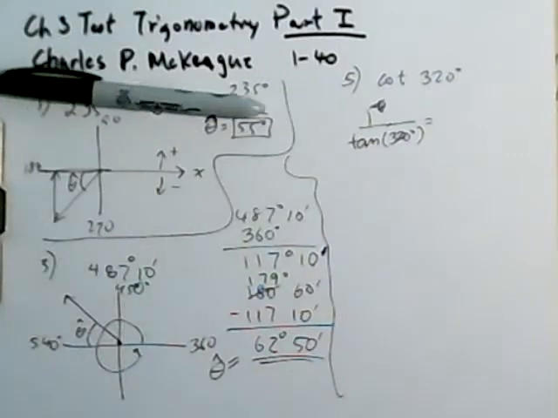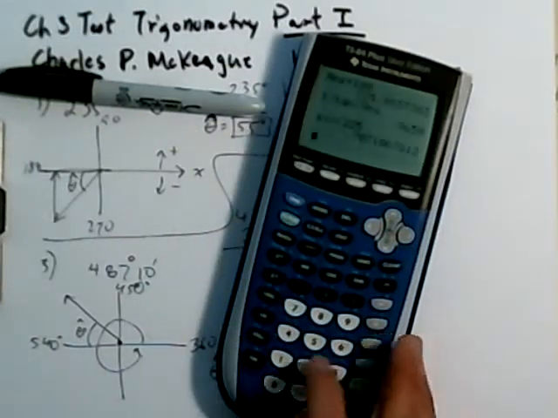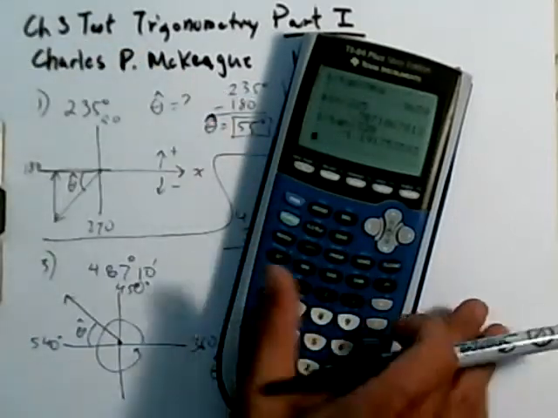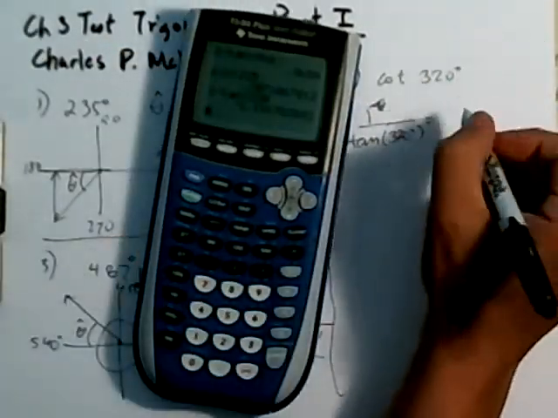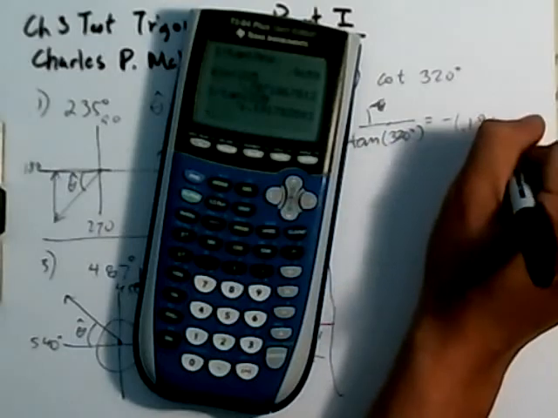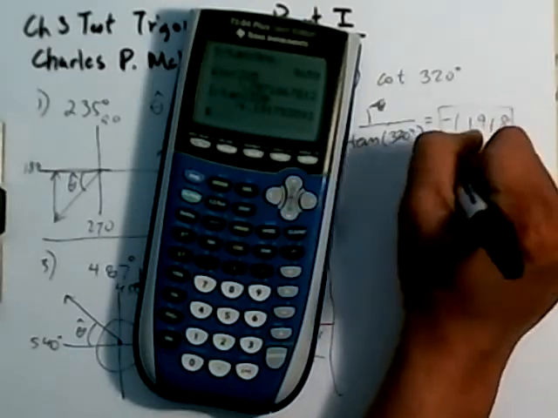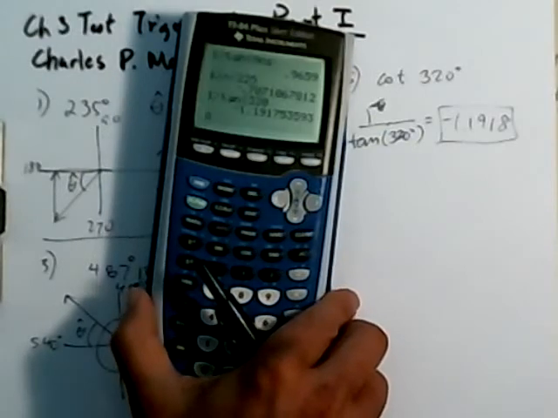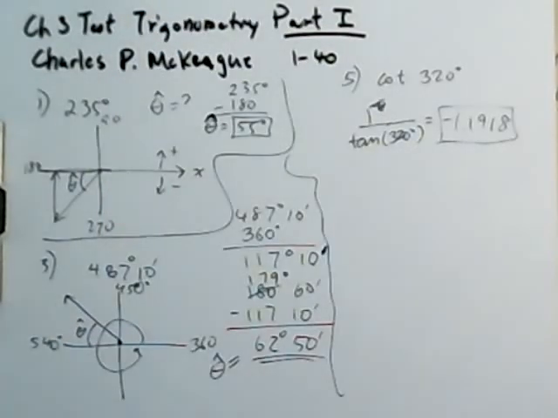So I go 1 divided by the tangent of 320 degrees. That should give me approximately negative 1.1918. Okay, and you can see part of it right over here. It's 1 divided by the tangent of 320 degrees.